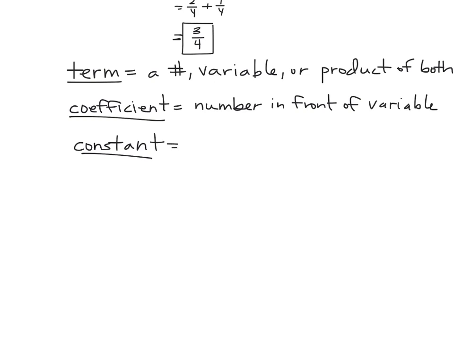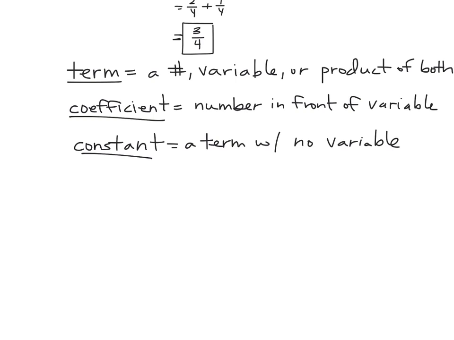How about mathematically? What's the constant? It stays the same, right? It is constant. So there is no variable attached to it because a variable is always changing, right? You could plug in different numbers for a variable. A constant has no variable because it cannot change. It is constant, okay? So a constant is a term with no variable.